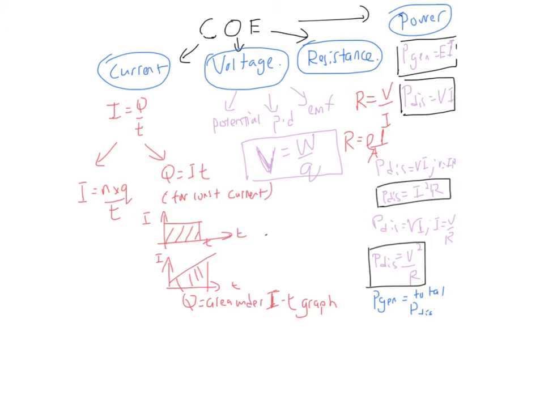So let's first talk about current. We're going to do one by one. Okay, so what is current? Current is the rate of flow of charge. Okay, so what is rate of flow of charge? That means how fast the charge is flowing.